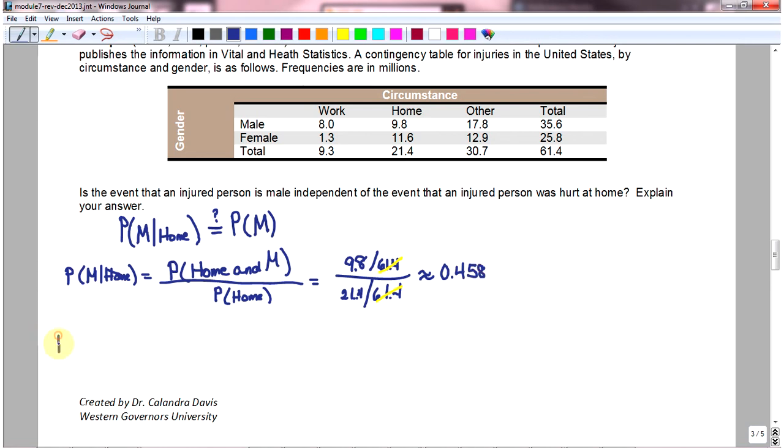So now let's look at the probability that the person injured was male. So let's see, males, there were a total of 35.6 million injured males out of a total of 61.4 million injured persons. And when we approximate that to 3 decimal places, we get 0.58. So again, we end up with 2 values that are not equal. So that means that these 2 events are not independent. They do affect each other.